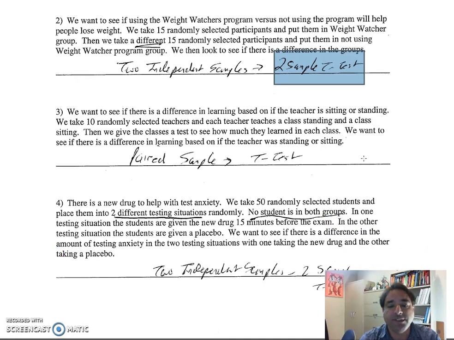Number 3, we want to see if there's a difference in learning based on if the teacher is sitting or standing. We take 10 randomly selected teachers, and each teacher tests the class standing and sitting in the class to see if there's a difference. So we're looking for a difference. It's the same teacher in both classes. That will be a t-test.